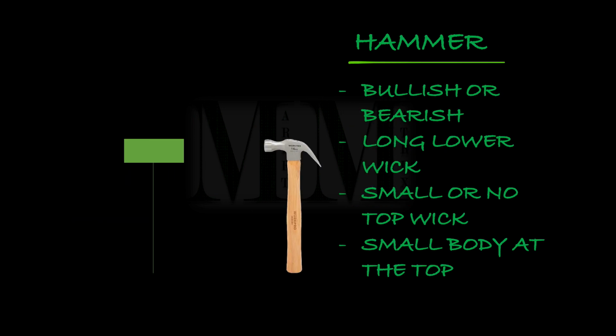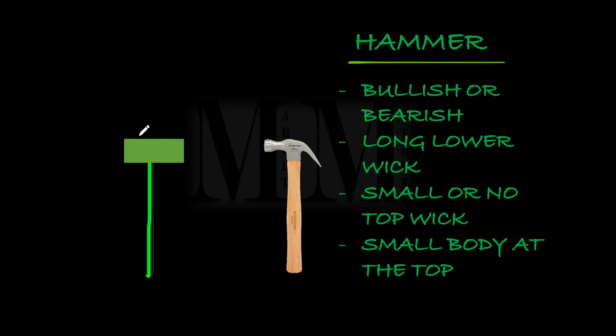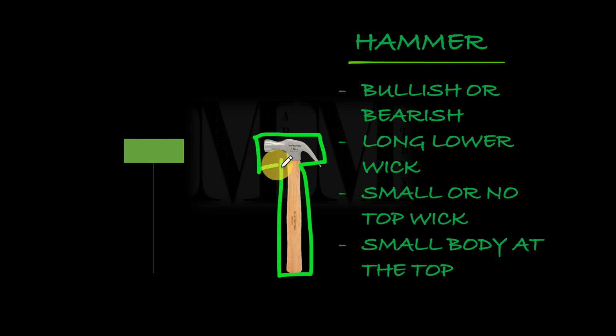Over here, we have a hammer candle. And why it's called that is, well, because it looks like a hammer. It has this long wick over here, and then it has the body like this. It looks very similar to the hammer. This could be the wick, and then the body might look something like this. So the hammer can be bullish or bearish. Now, this depends on where it is.